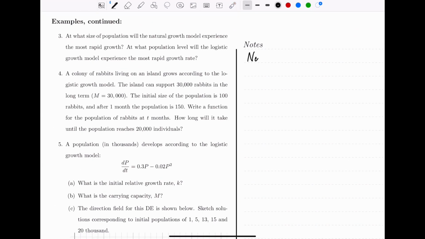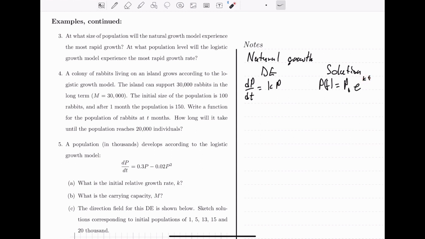First of all, for the natural growth model, the differential equation is dP/dt equals some constant k times P. For natural growth, the population grows at a rate proportional to the current size of the population. We found that the general solution for this differential equation is population at any time t equals the initial size of the population times e to the kt. K here is called the relative growth rate, and that's dependent on the type of population that we're studying.